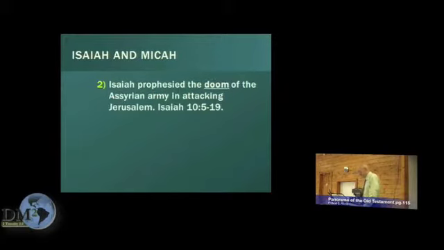Isaiah prophesied the doom of the Assyrian army in attacking Jerusalem. This comes in Isaiah chapter 10, and we're getting ready to study just a little bit about the book of Isaiah. Isaiah 10, verse 5. We won't read through the whole verses to 19.